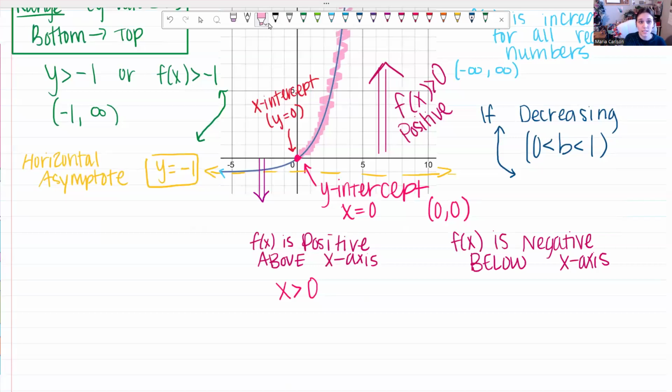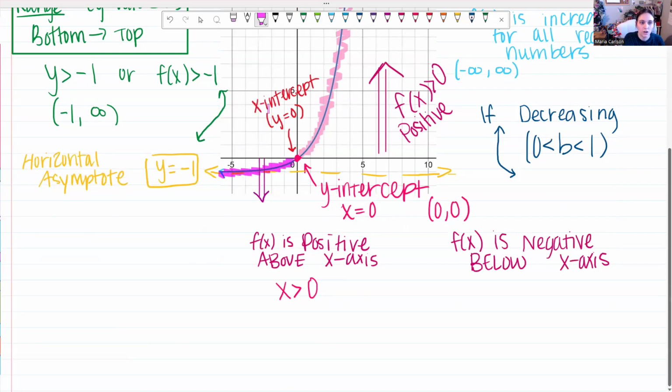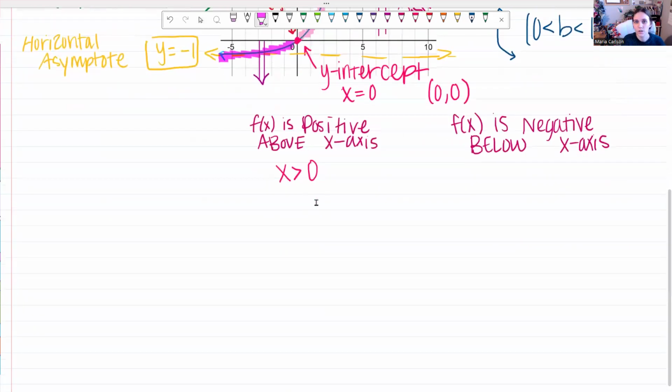which the turning point is always going to be an x-intercept. We always switch from negative y values to positive y values at the x-axis. So all of our negative values of the function is everything less than 0. So the function f of x is negative below the x-axis for all values of x less than 0.